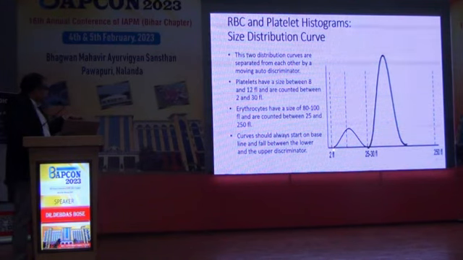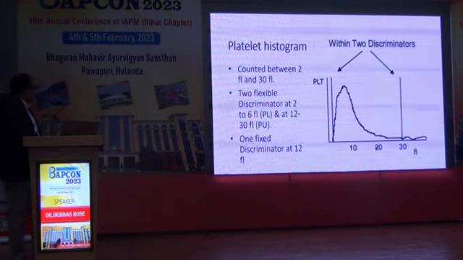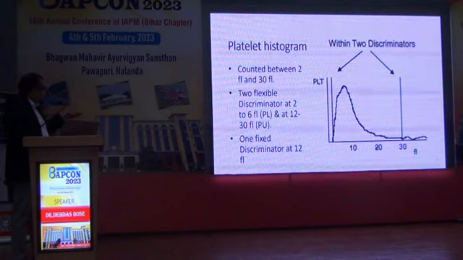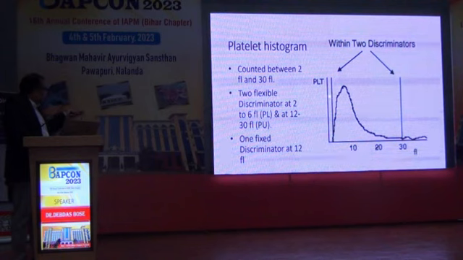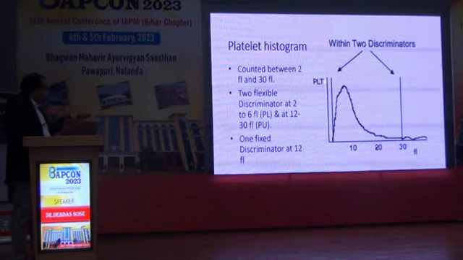The machine is used to count platelets from 2 femtoliter to 25 femtoliter. So this is touching the baseline, and this is the RBC histogram touching the baseline. So coming to the platelet histogram, platelets are counted between 2 to 30. We have discussed it, they are flexible. Your discriminator is there. The machine will differentiate from this solid line to another line. This is the lower discriminator. This is the upper discriminator. So these are flexible.